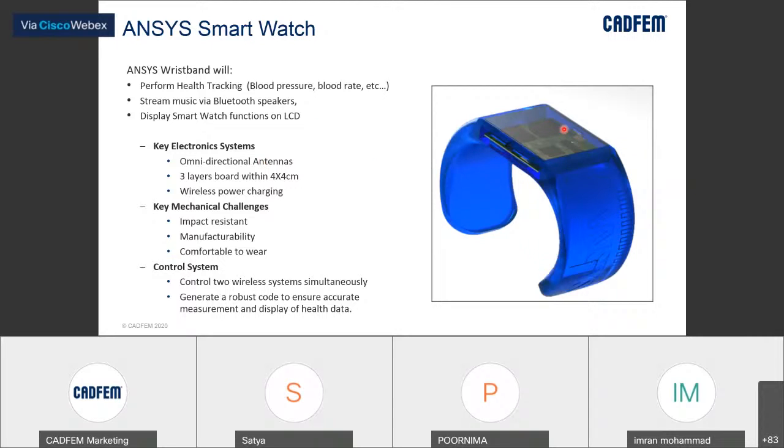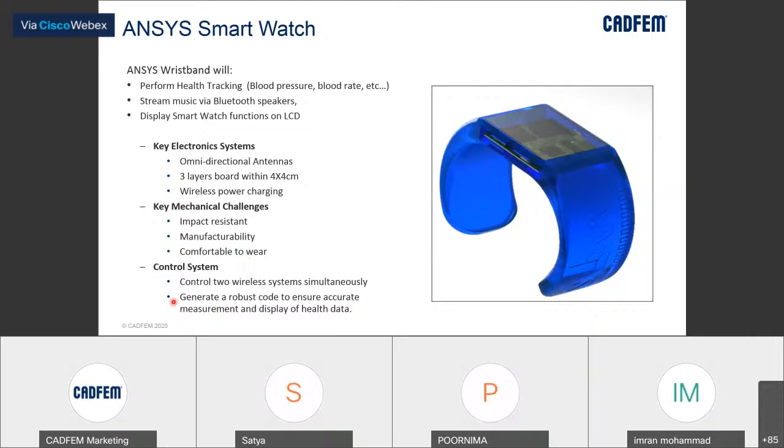In order to provide this, the key components are omnidirectional antennas, because one antenna will be sending the signal, a small 3-layer board of 4 centimeters, and finally a wireless power charging mechanism. The mechanical challenges we are going to see are impact resistance: the material should be designed so that whenever it falls from a certain distance, it can withstand it. Then manufacturability, the appealing design, and finally it has to be comfortable to wear, right?